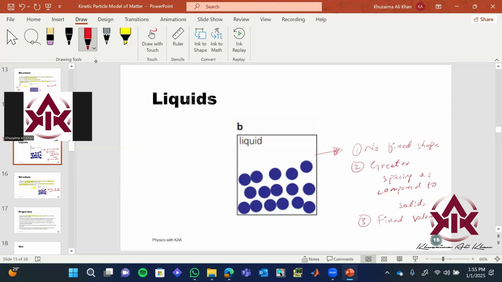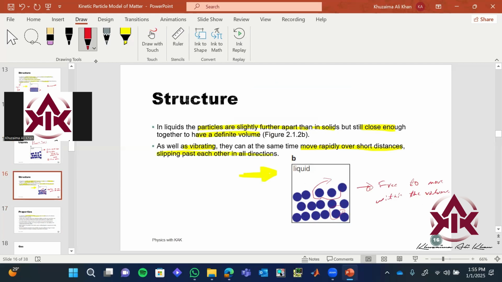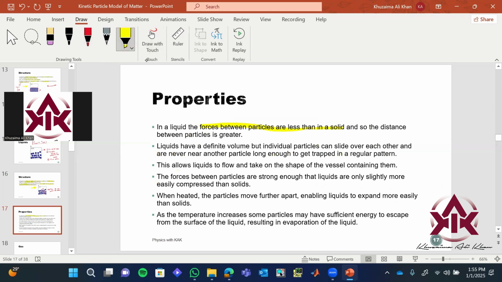So you can now write this point over here: the forces between particles in a liquid are less than the forces between particles in solids. This is a very important point. That is why they have spaces. Liquids have a definite volume, but individual particles can slide over each other and are never near another particle long enough to get trapped in a regular pattern.